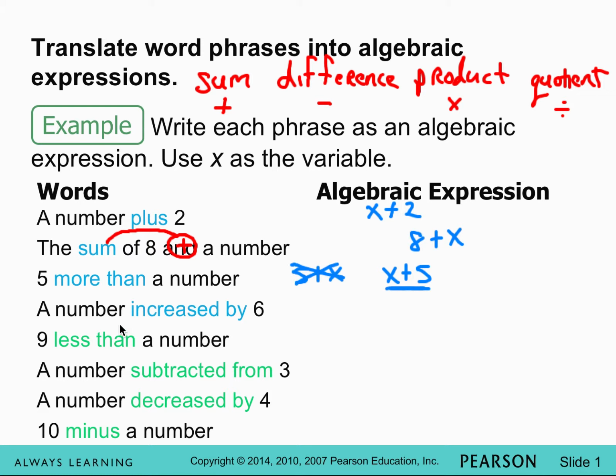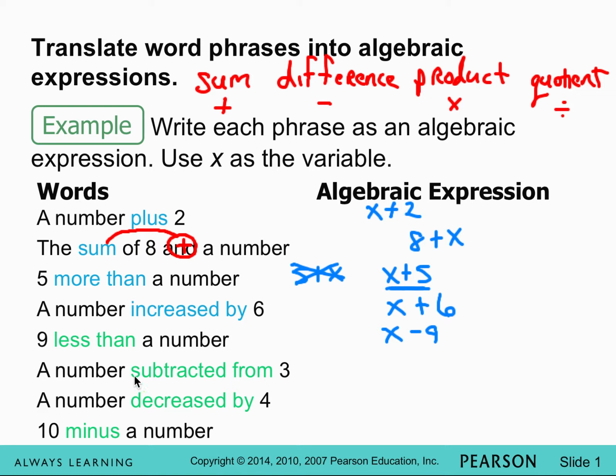A number increased by 6. Okay. 9 less than a number. Here's where we'd get in trouble if we weren't being careful. 9 less than a number is, hey, that means I've got a number and 9 less than. Now this one I cannot mix up the order. It has to be x minus 9.